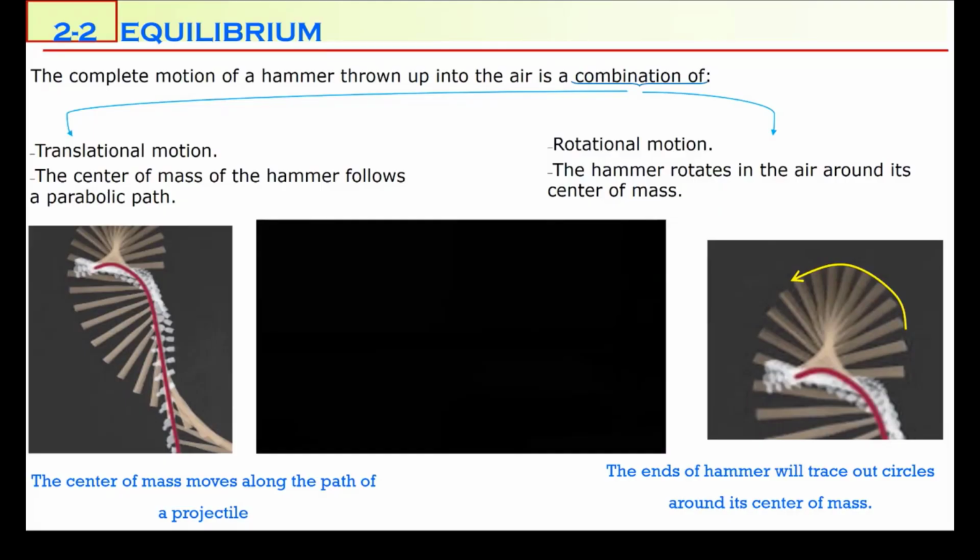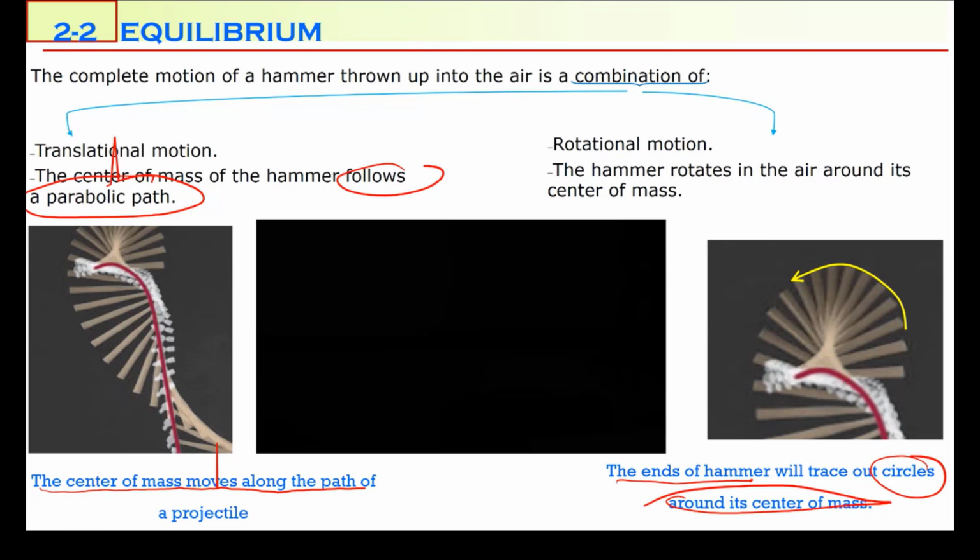These types of questions can be asked in the ministry exam. They can ask you: if you throw a hammer in the air, the center of mass moves along the path of a projectile, it follows a parabolic path. Second, the ends of the hammer will trace out circles around the center of mass. So these two are important examples.